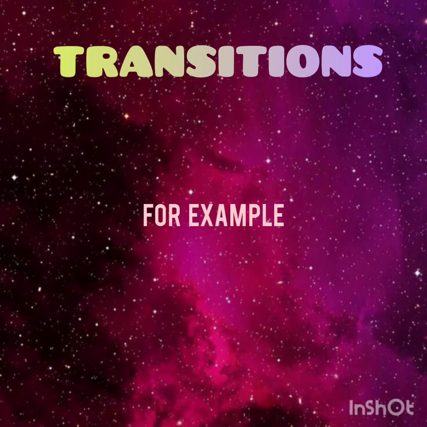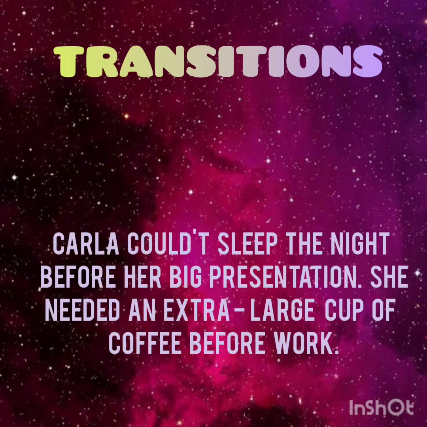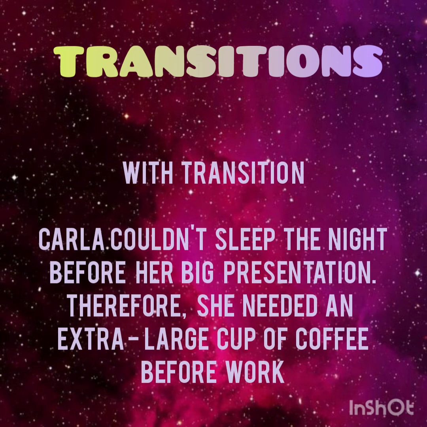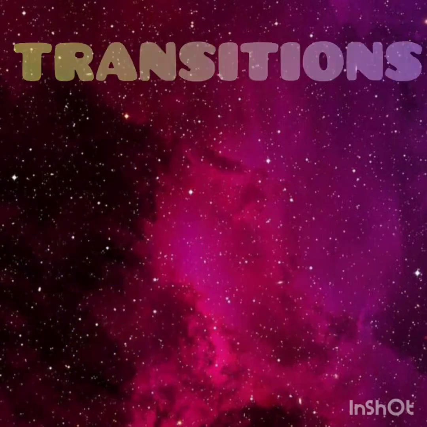An example of what a sentence looks like without transition and with transition. Without transition: Carla could not sleep the night before her big presentation. She needed an extra large cup of coffee before work. Now the version with transition: Carla could not sleep the night before her big presentation. Therefore, she needed an extra large cup of coffee before work.